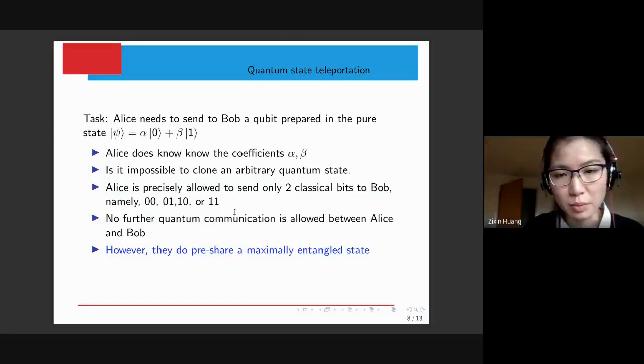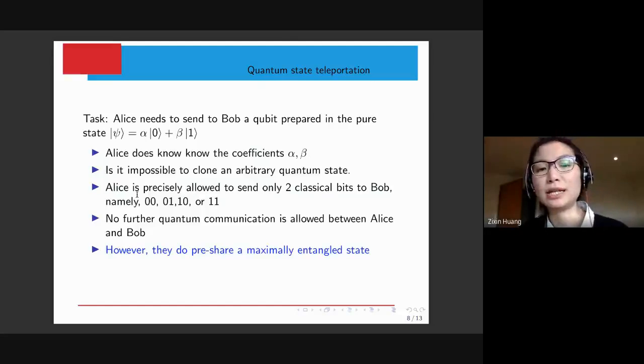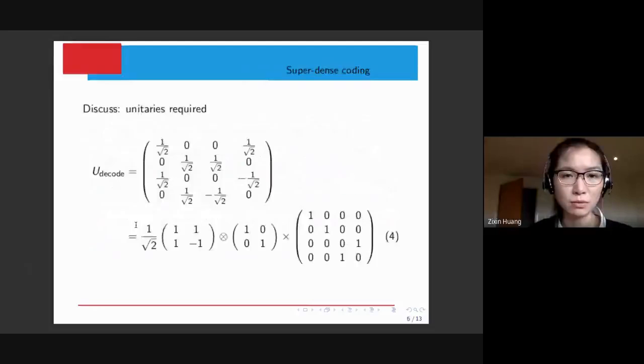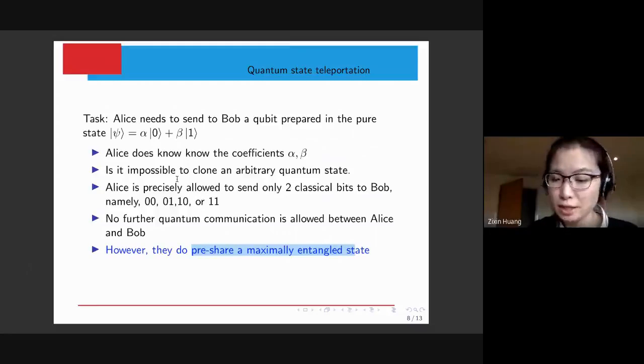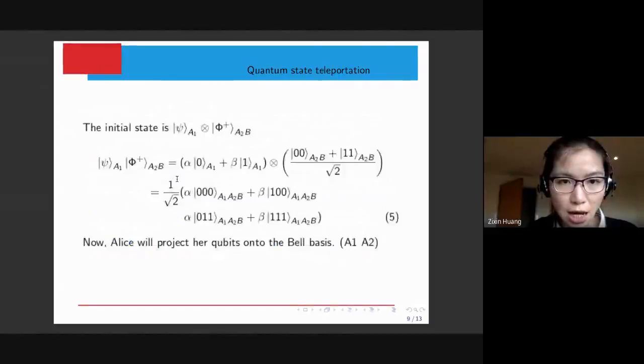And the no further quantum communication allowed between Alice and Bob is stating that she's not allowed to send this state to Bob. That could be a constraint stemming from the fact that the channel between her and Bob could be very noisy or very lossy. So if your quantum state is very precious, then you don't want to potentially lose it in the middle. But what they can do is pre-establish a maximally entangled state and then accomplish this task. And now we will proceed with the protocol.